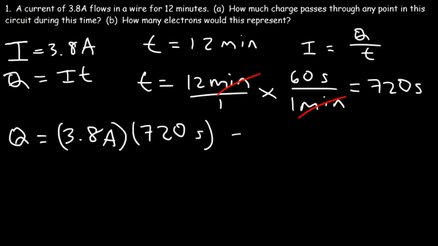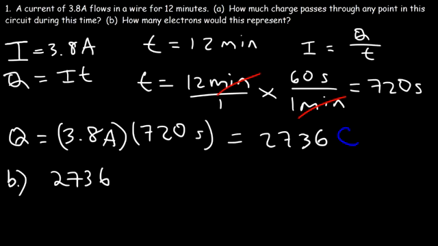So the electric charge is 2,736 coulombs. Now what about part B? How many electrons would this represent? So if you have the charge, you can easily convert it to the number of electrons.